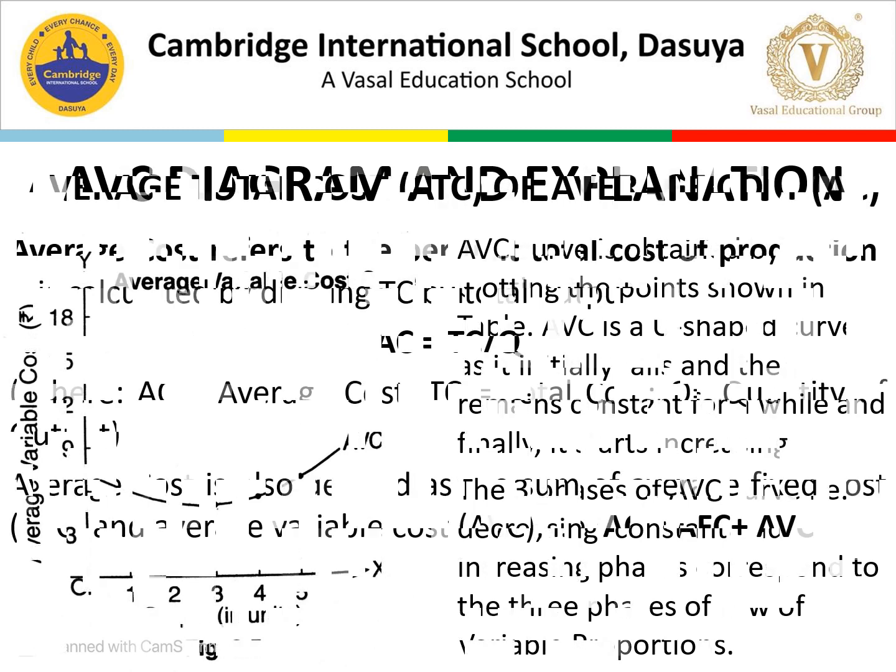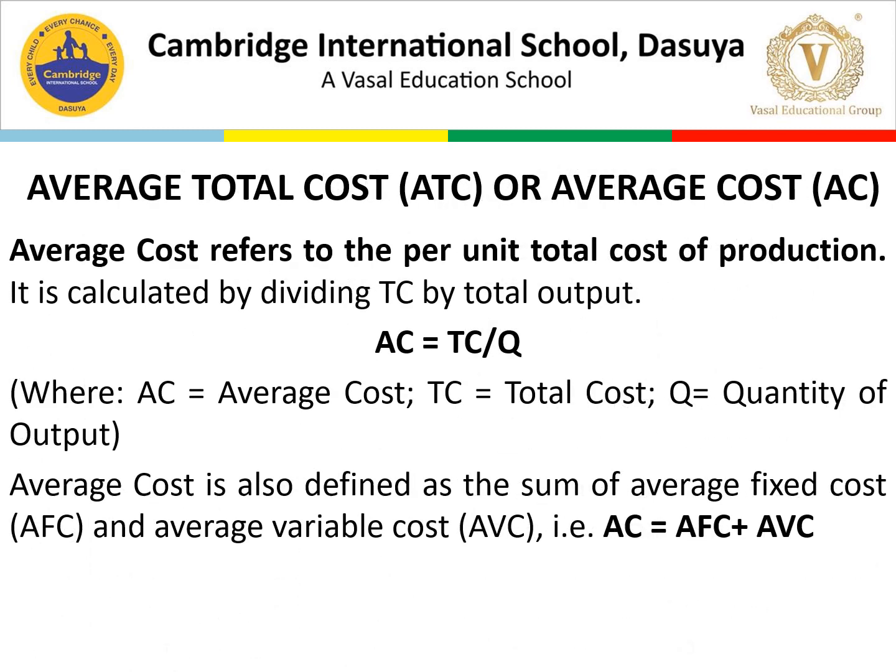Next slide. That is average total cost. That is what we are calculating with the help of average fixed cost as well as average variable cost. Average cost refers to the per unit total cost of production. So whatever the total cost of production is, we divide it by units of output, and we get the per unit total cost of production. That is AC. How do we calculate AC? We divide TC by Q. So AC is average cost, TC is total cost divided by quantity of output.